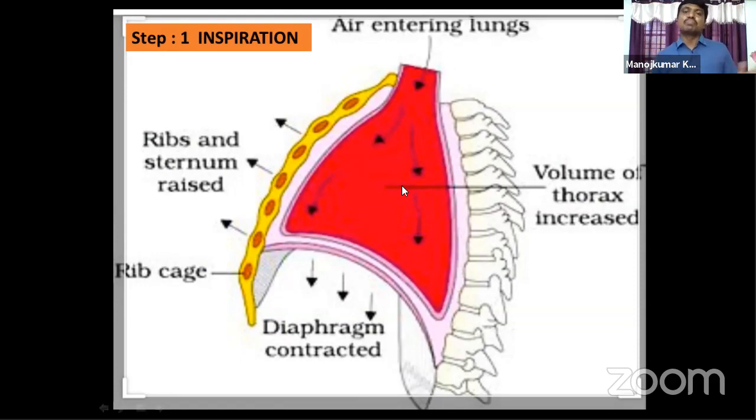When there is a pressure gradient, a difference between the atmospheric pressure and the pressure inside the lungs, the air moves from the high pressure area to the low pressure area, rushing into the lungs through the respiratory tract. So this step is called inspiration. During inspiration, the contraction of the diaphragm and the external intercostal muscles takes place.